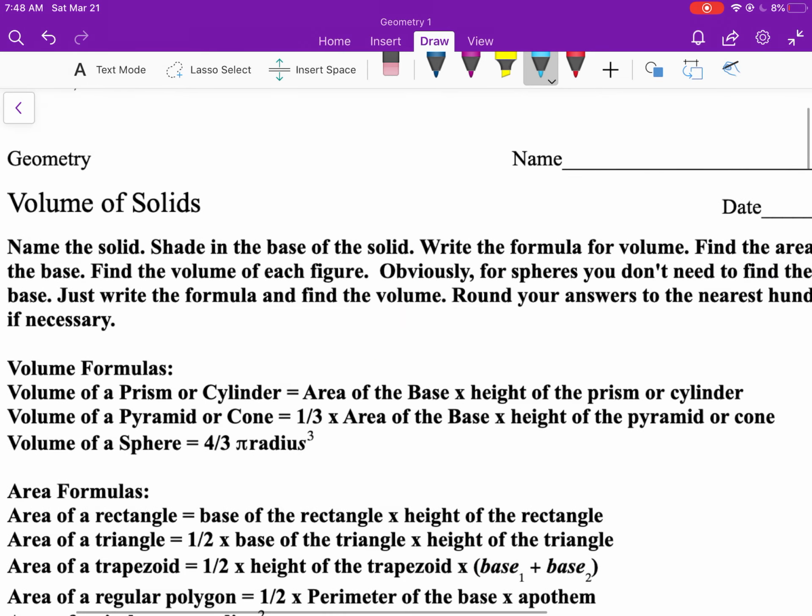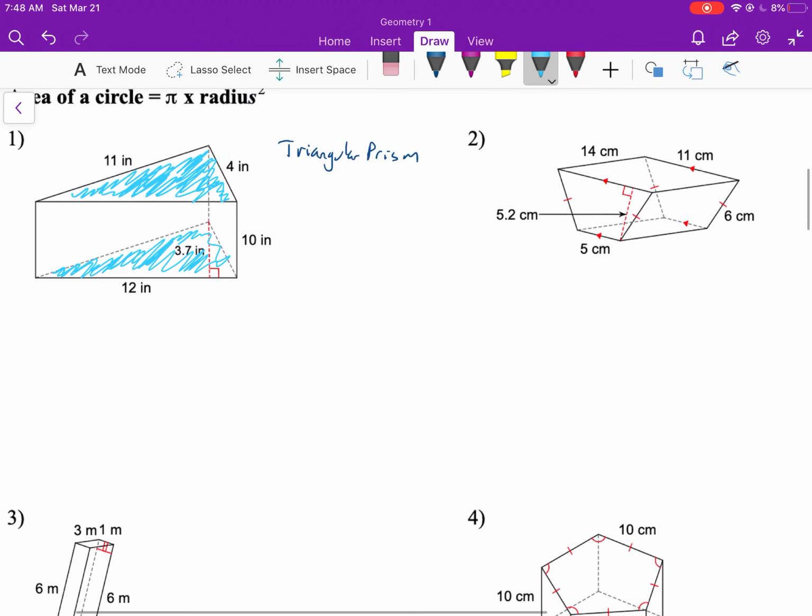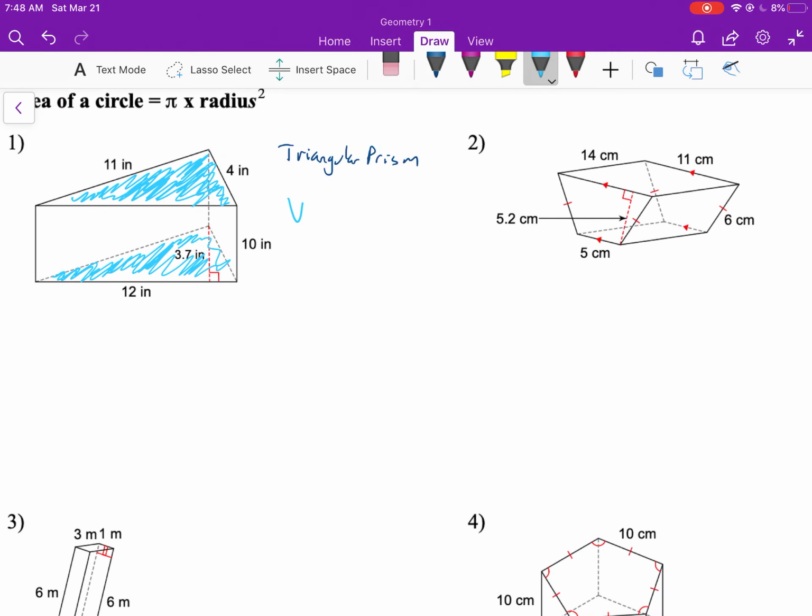Next, we wanted to write the formula of the volume. So the volume of a prism, I'm just going to end up using letters here. Volume of the prism equals area of the base, so capital B, that's area of the base, times the height of the base. Height of the prism. So let's go ahead and find the area of the base first. So this shape is a triangle. So the area of the triangle is 1/2 B times H.